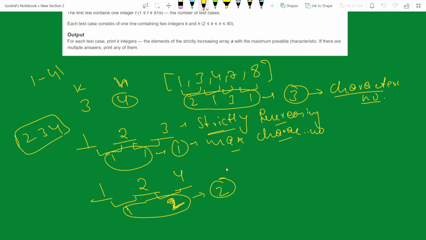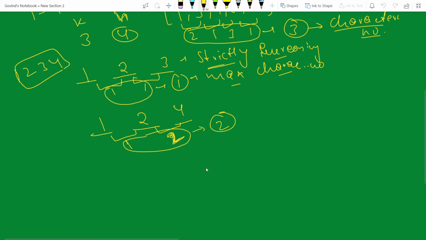So from here you can think that if we want the maximum characteristic number, then we should have distinct differences, and we should start from a difference of one, then a difference of two, then three, then four. Let's see what happens. These are the difference values. And if we start from number 1, then it would be good, because we are having numbers from 1 to n, that is here from 1 to 4.